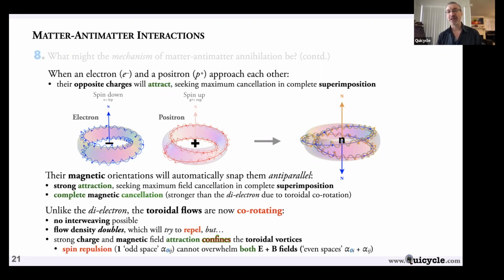We're going to talk a little bit later about a little bit of the mathematics here, so I don't want to get into it now. What I do simply want to say is that in this case, the spin repulsion is not going to be strong enough to overwhelm both the electric and the magnetic attraction. And we're going to see later on why that is, because here we have one of the odd spaces trying to overwhelm both even spaces together. And as I said, we'll talk about that a little bit later, so don't worry too much about that concept at this point.